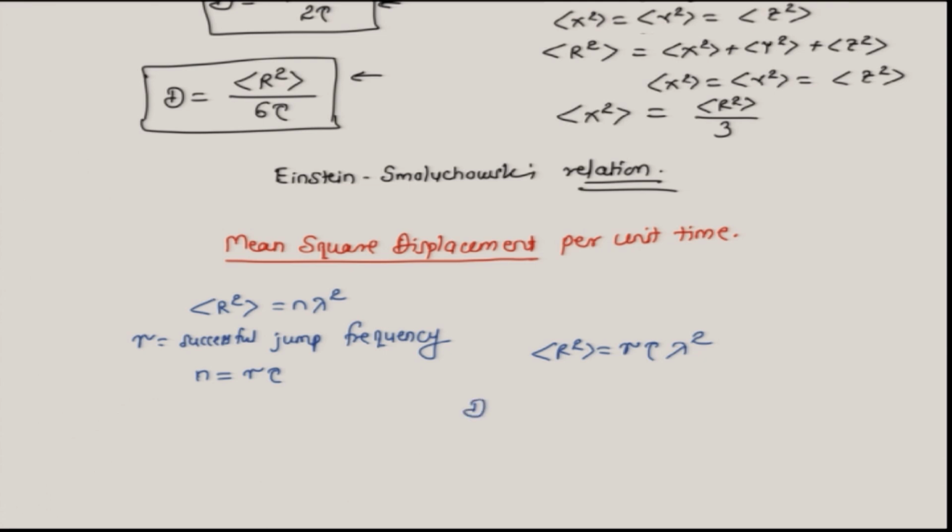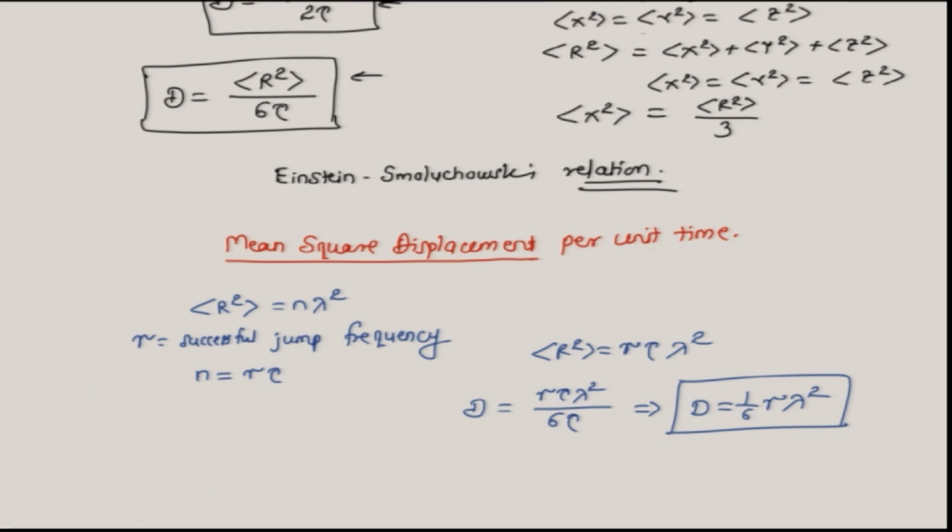and if we substitute in the Einstein-Smoluchowski relation, we get D is equal to gamma tau lambda square by 6 tau for any cubic lattice. So, tau tau will get cancelled and we get the expression D equal to 1/6 gamma lambda square. So, we get the same equation that we got a few classes back based upon the simple jump frequency model, right.